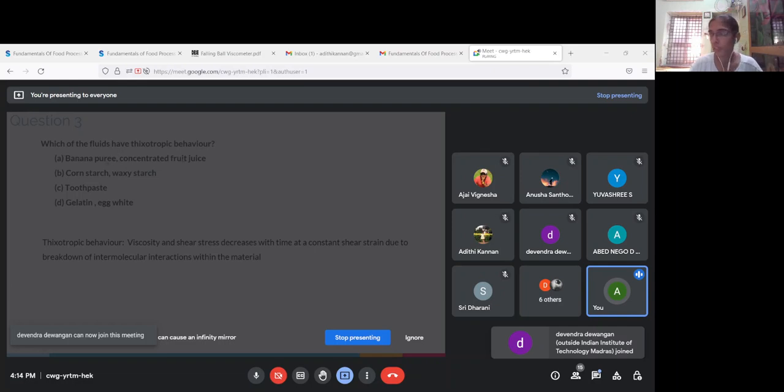So banana puree and concentrated fruit juice are actually shear thinning, that is pseudoplastic. They are time independent liquids and they undergo a viscosity decrease with increasing shear rate. In case of cornstarch and waxy starch, as we discussed in the previous slide, they belong to dilatant. They have an increasing viscosity with increasing shear rate. And toothpaste actually comes under Bingham fluids.